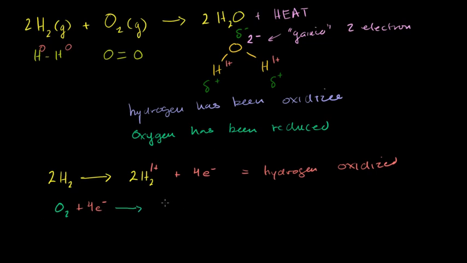2 moles of oxygen, and each of them has an oxidation state of 2 minus. So these are the half reactions, and all this is showing is that the hydrogen, over the course of this combustion reaction, lost electrons, and that the oxygen gained the electrons that the hydrogen lost. So this tells us that oxygen is reduced.